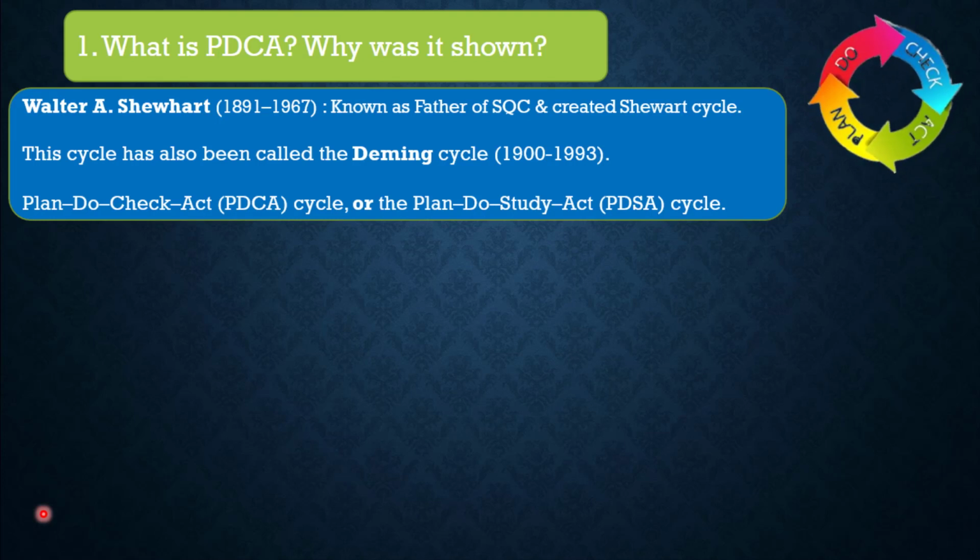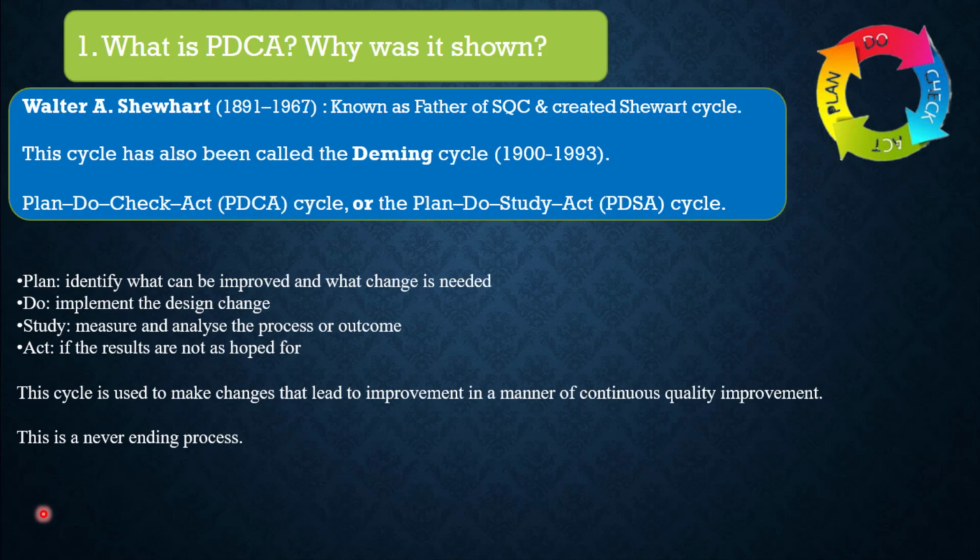So let's see what is PDCA. Plan, identify what can be improved and what change is needed. Then do, implement the design change. Whatever idea comes out, we have to implement in the design change. Then study or check, measure and analyze the process or outcome. Whatever the process running in manufacturing, after die manufacturing, during production or during tryouts, we have to measure and analyze the process, and we have to review completely the outcome, what further we can improve.